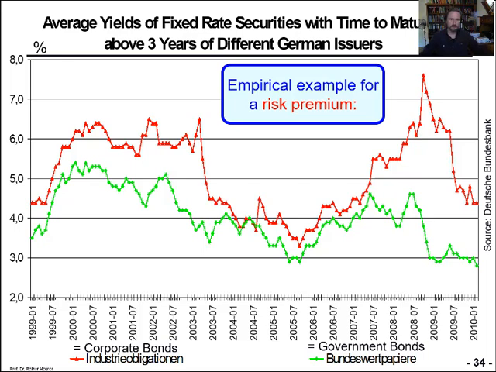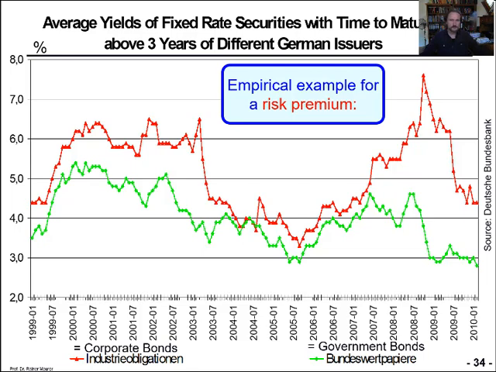Interestingly, the diagram reveals that the risk premium on bond markets varies over time. At the beginning of the year 2004, in this region here, the risk premium was close to zero, while in the course of the year 2008, around here, the risk premium became suddenly very large. How can we explain that? Well, we need additional information.